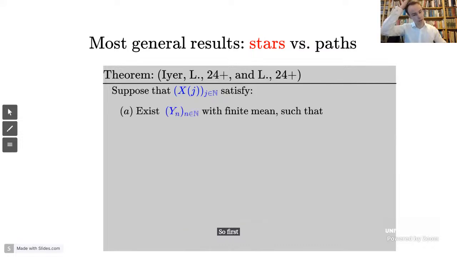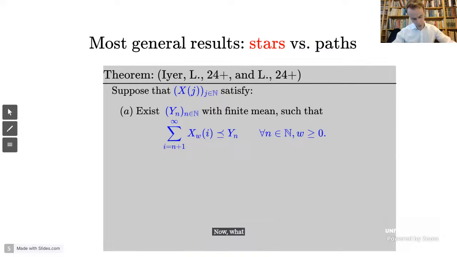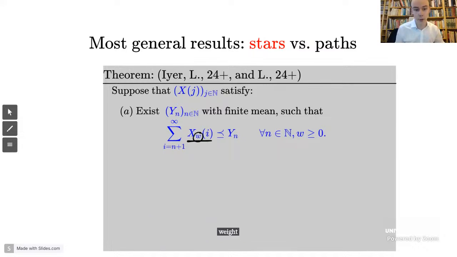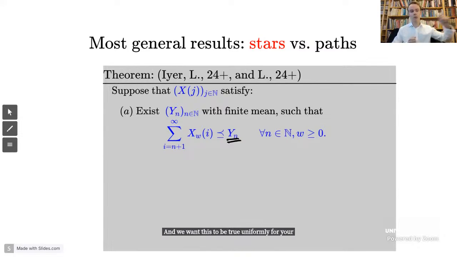So first, we want a sequence of random variables Y_n to exist. These will have finite mean, such that the following is true. Now, what does this mean? We recall that this quantity here is the interbirth time between child number i-1 and child number i of an individual, conditionally on the vertex weight, or the individual's fitness, being equal to small w. If we now sum over all these interbirth times from n+1 to infinity, this is the amount of time after you've already produced n children that you will still need to produce an infinite number of children. So this is, if you will, the remaining time until you explode. And we want this remaining time essentially to be bounded by some random variable Y_n, uniformly in your weight. No matter how big or how small your weight is, you will never have to wait longer than Y_n, essentially.